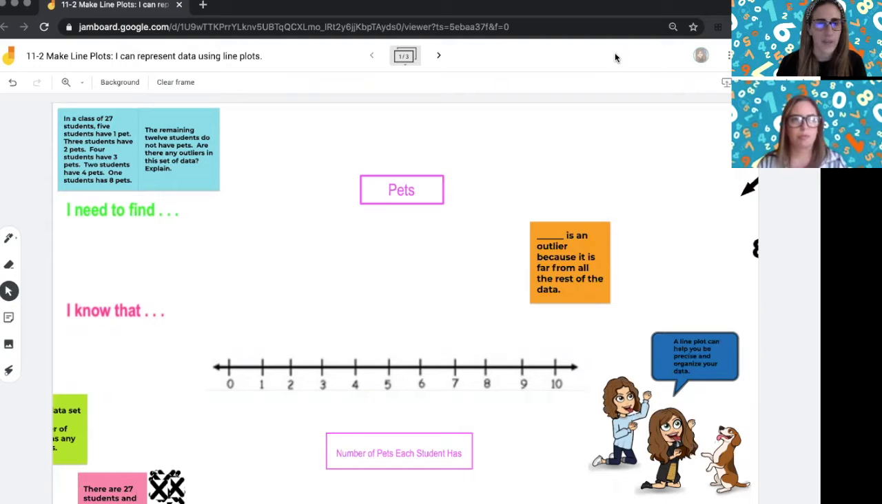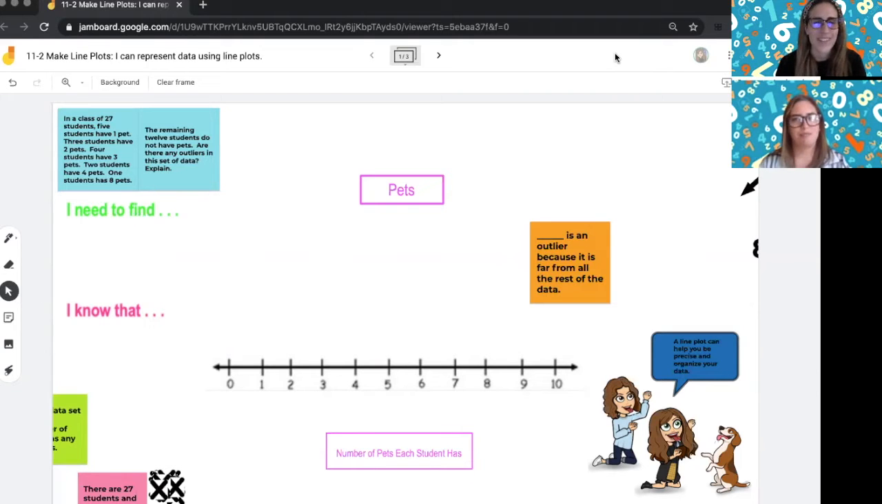In a class of 27 students, 5 students have 1 pet. 3 students have 2 pets. 4 students have 3 pets. 2 students have 4 pets. 1 student has 8 pets. The remaining 12 students do not have any pets. Are there any outliers in this set of data? Explain. Ms. Schultz, that's a lot of numbers.